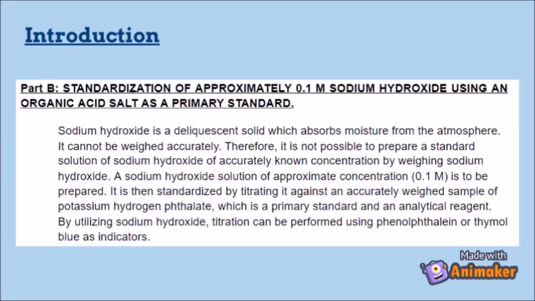A sodium hydroxide solution of approximate concentration 0.1 molar is to be prepared. It is then standardized by titrating it against an accurately weighed sample of potassium hydrogen phthalate, which is a primary standard and an analytical reagent. When using sodium hydroxide, the titration can be performed using phenolphthalein or thymol blue acid indicators.